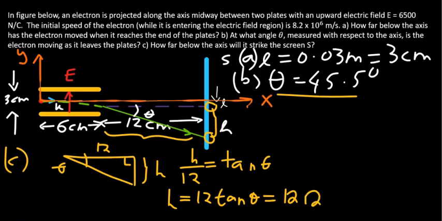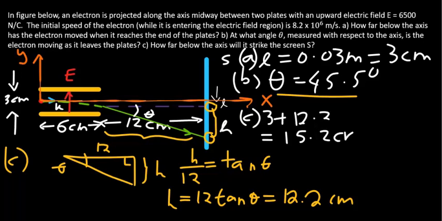12.2 centimeters. So what that means is the total distance is little l, which is 3 centimeters, plus little h, which is 12.2 centimeters, giving you 15.2 cm. And that solves the problem.